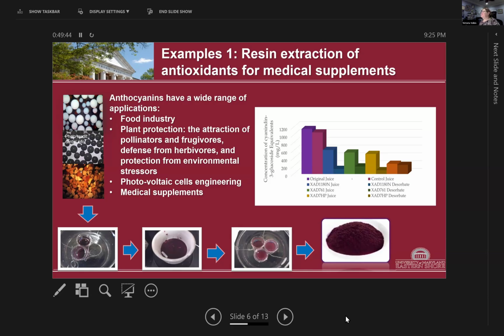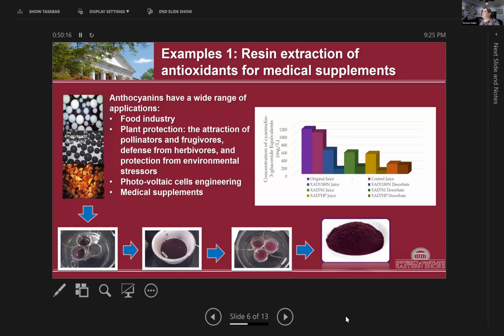We examine different resins in our lab, and we try to figure out which resins and under which conditions will get out of natural plant extract as many antioxidants as possible. So that's one example of how we bring together polymers, which is resin, and plant extract that we use to extract only antioxidants out of it to produce products that have all the applications listed here.